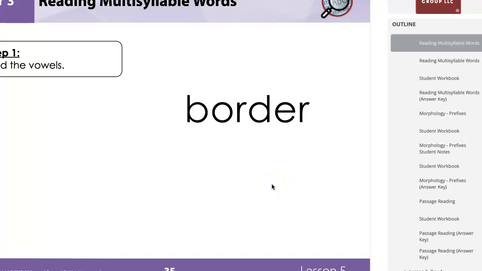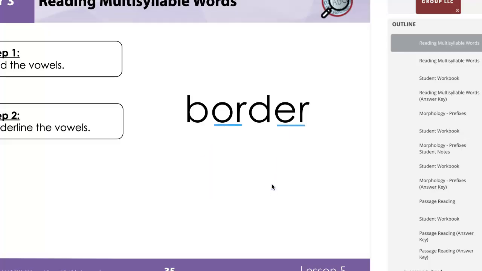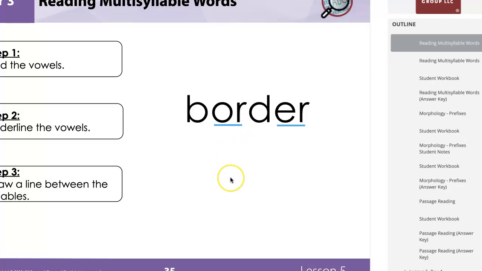Now, everyone say border. Clap it. Border. So the first thing we have to do is find our vowels and underline them. So I see O and E. And we're going to underline the vowel R. So we're going to underline O-R and E-R. Alright, then we've got to draw a line between the syllables.